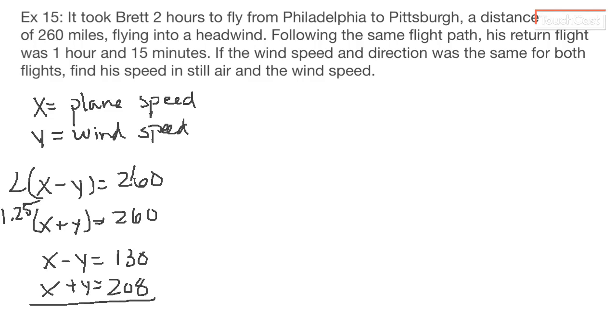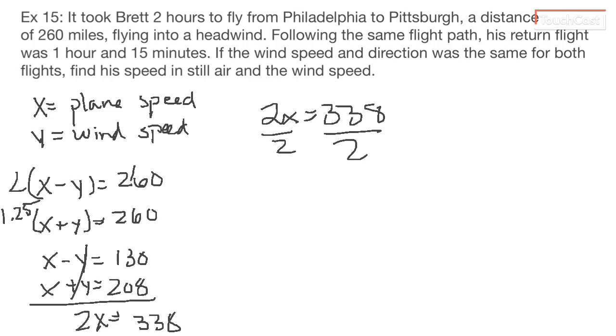Now, my y terms are already opposites, so we're going to just add straight down. We're going to have 2x equals, well, 130 plus 208 gives me 338. If we divide both sides by 2, so 2x equals 338, divide by 2, I'm going to get x equals 169.